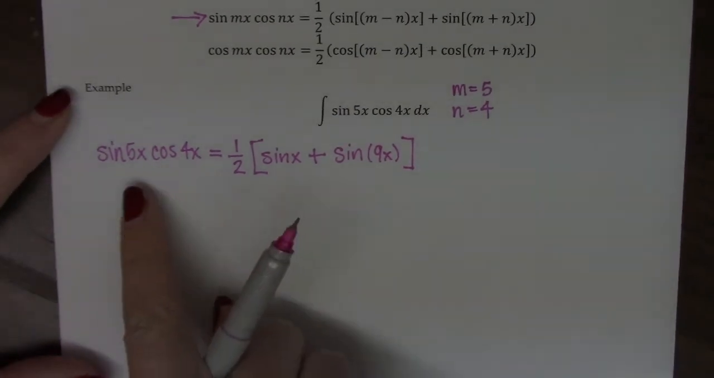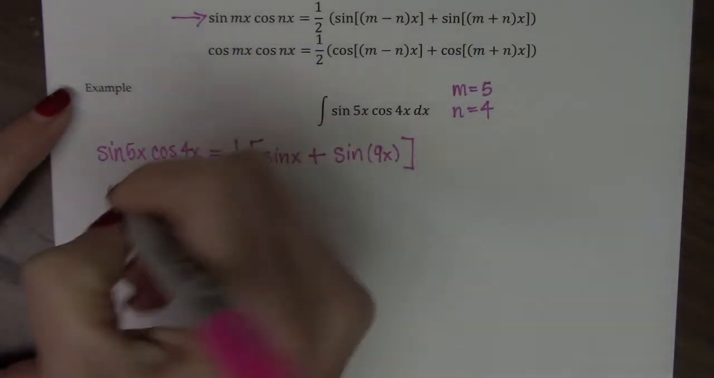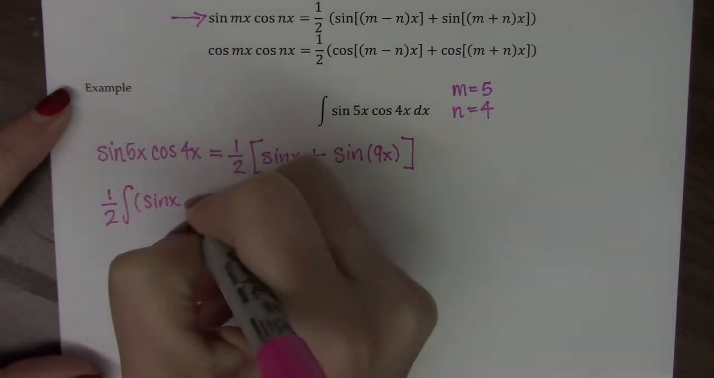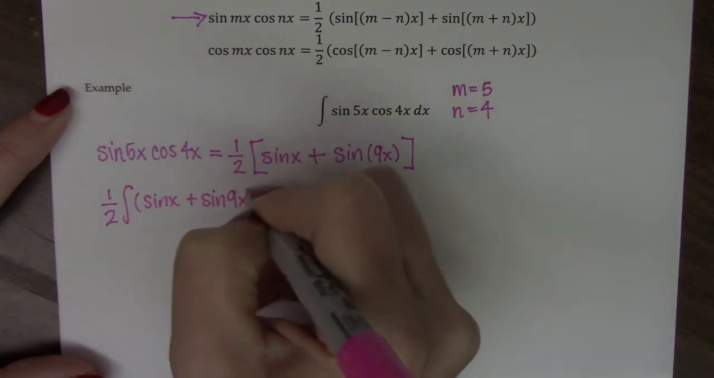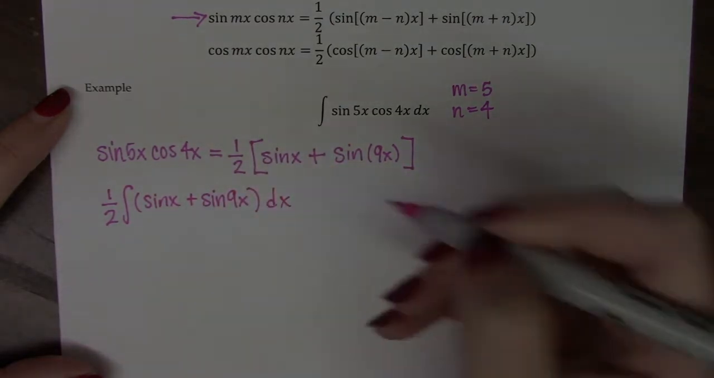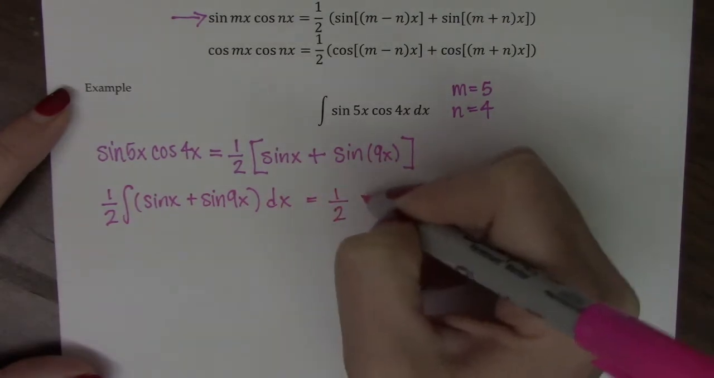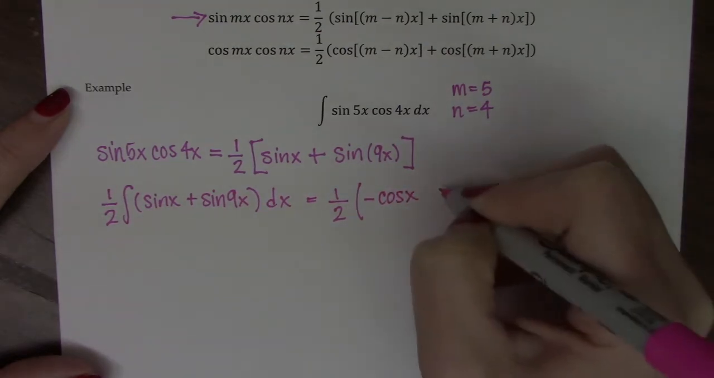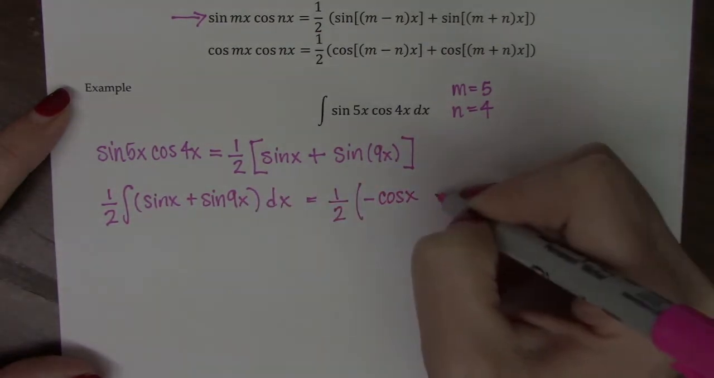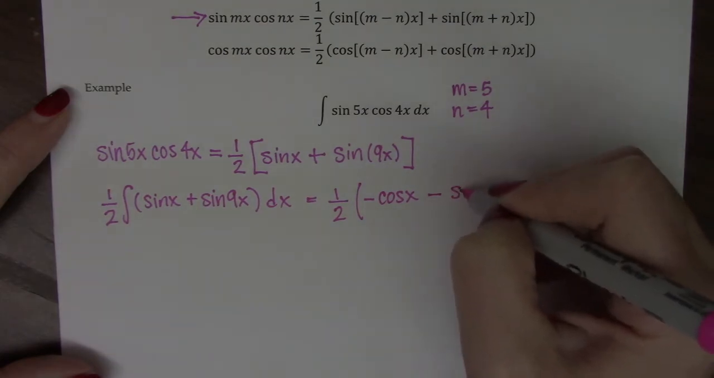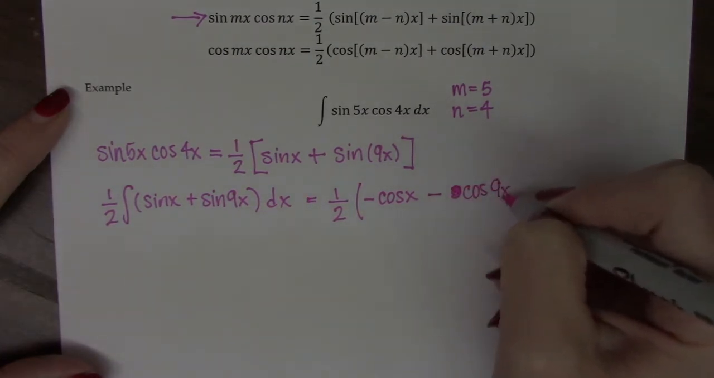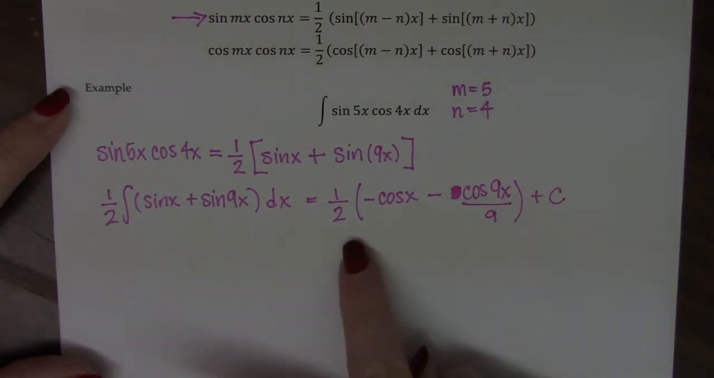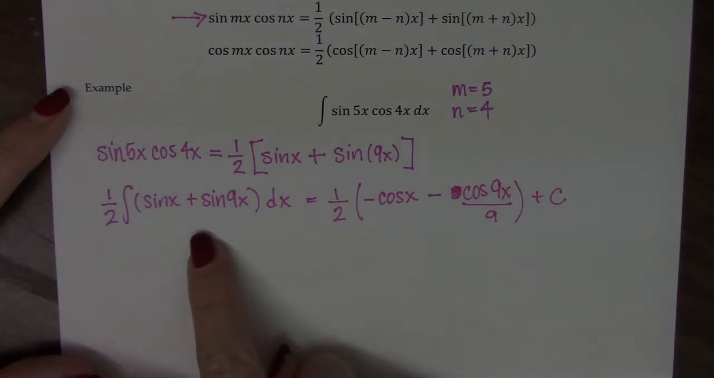Now, integrating this is the same as integrating this. So I'm going to move the 1/2 out front, and now we just have to compute the integral of sine of x plus sine of 9x dx. So this is easily anti-differentiated. The antiderivative of sine is negative cosine, and the antiderivative of sine 9x is negative cosine of 9x, and then I have to divide by 9. And so you can always check yourself by taking the derivative of this, and you should end up right back here.